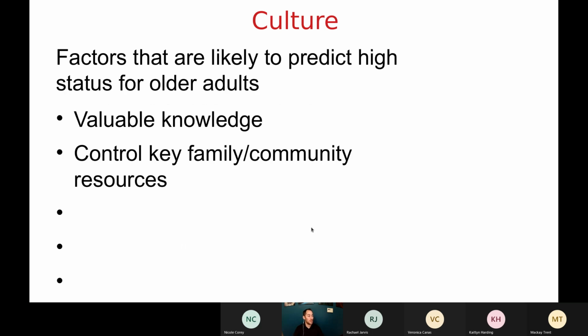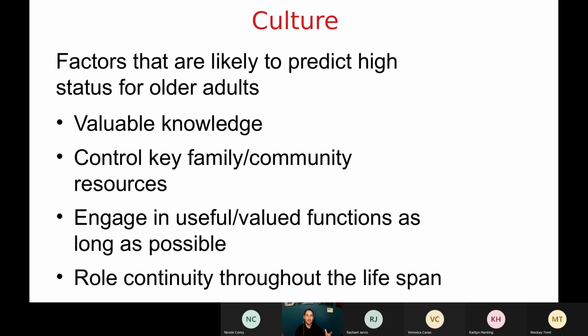So also factors that are likely to predict high status for older adults. Older adults who are seen as high status individuals are those who have valuable knowledge, who might be able to mentor other people. If you have control over family and community resources, so maybe you're a mayor or you have more money in the family, you might be seen as having higher status. If you are still engaging in basically the same kinds of things you were doing in middle adulthood, if you're still working in your nonprofit, like the example we saw in the video, if you're doing the same things into late adulthood, you will be seen as higher status.